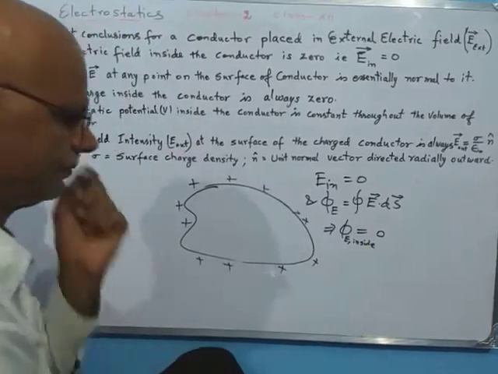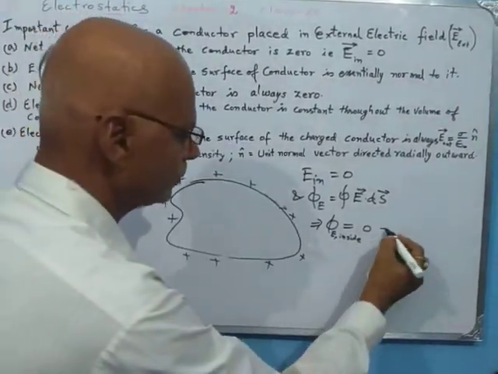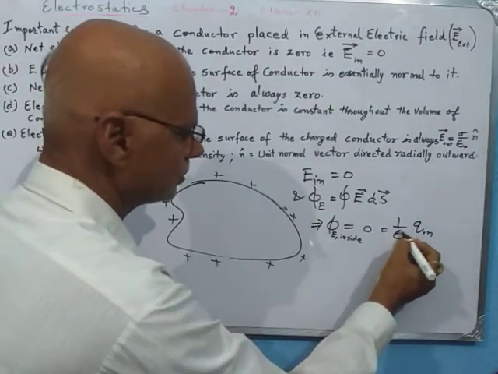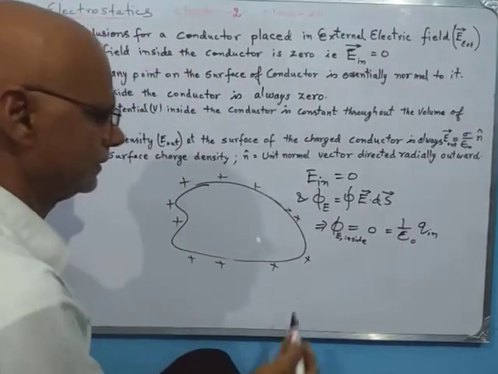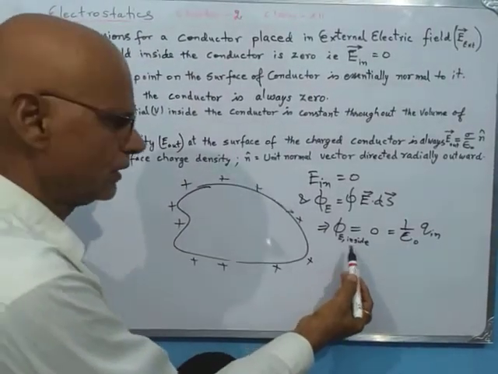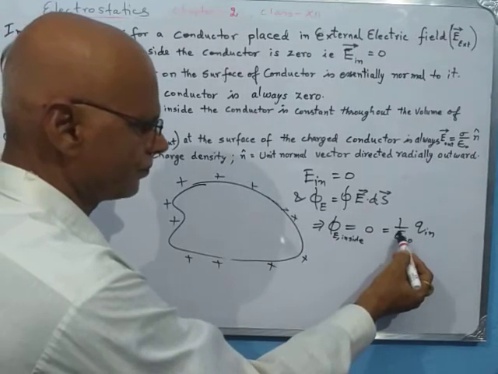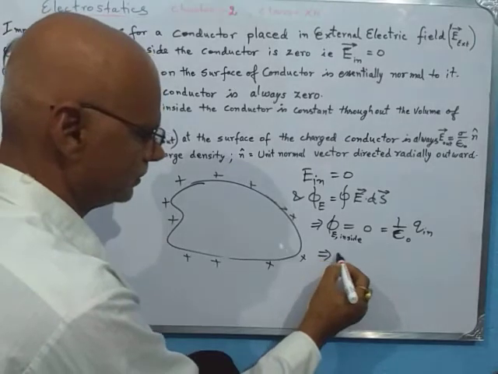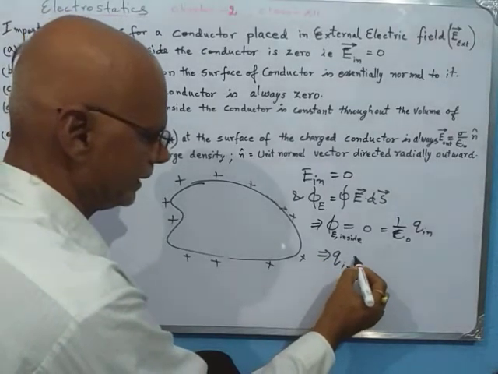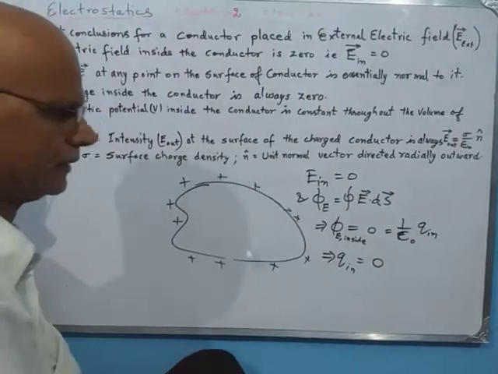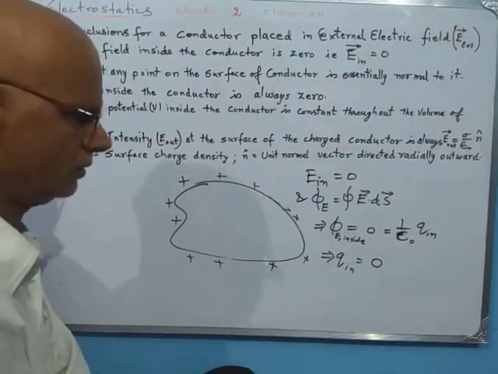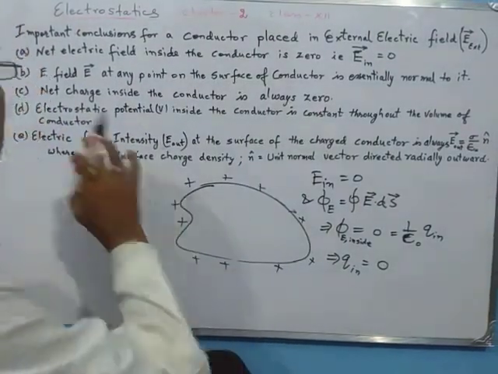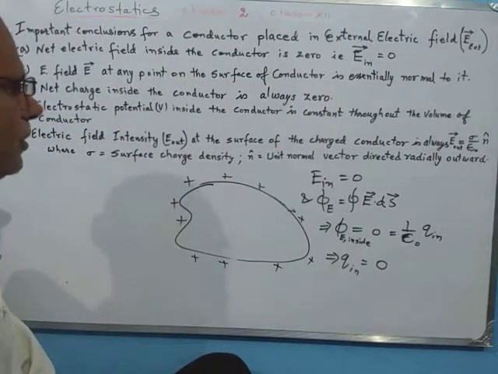And it is also equal to 1 by epsilon times the charge enclosed. So it is very much clear that the electric flux is zero, and so the charge enclosed should also be zero. That means no charge resides inside the conductor, and the total charge inside the conductor is zero, and therefore we have understood the third point: net charge inside the conductor is always zero.